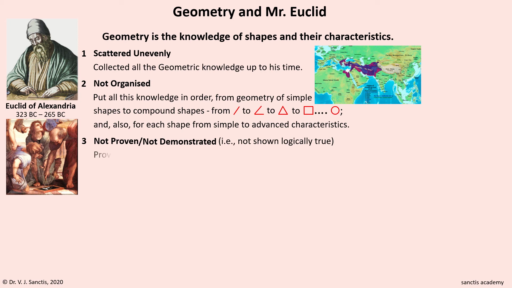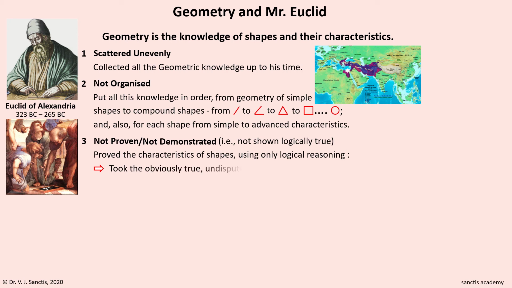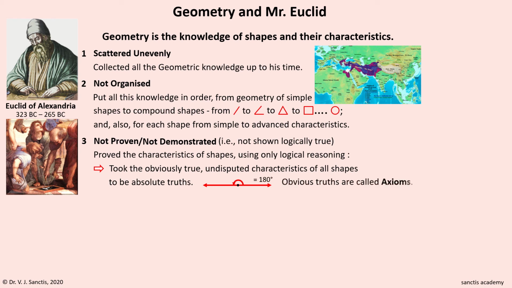So Euclid proved the characteristics of shapes one by one in a completely different and indisputable way by using only logical reasoning as below. Firstly, he took the obviously true, undisputed characteristics of all shapes to be absolute truths. For example, an undisputed characteristic of straight lines was that if there be a straight line and a point on it, then the angle formed around the point on the straight line is equal to 180 degrees. Obvious truths are called axioms.